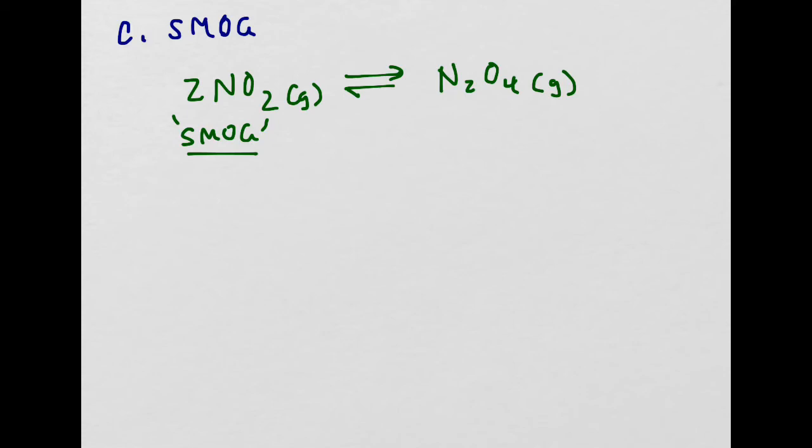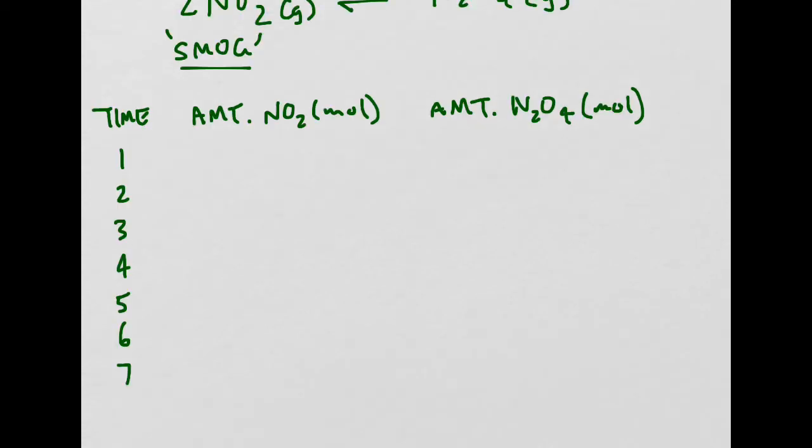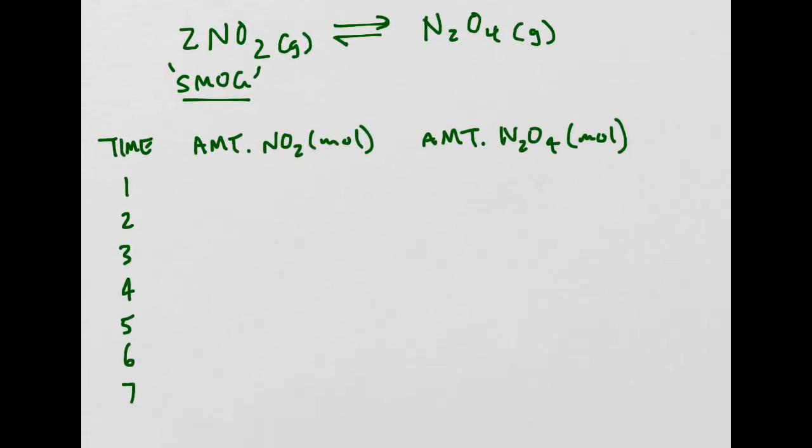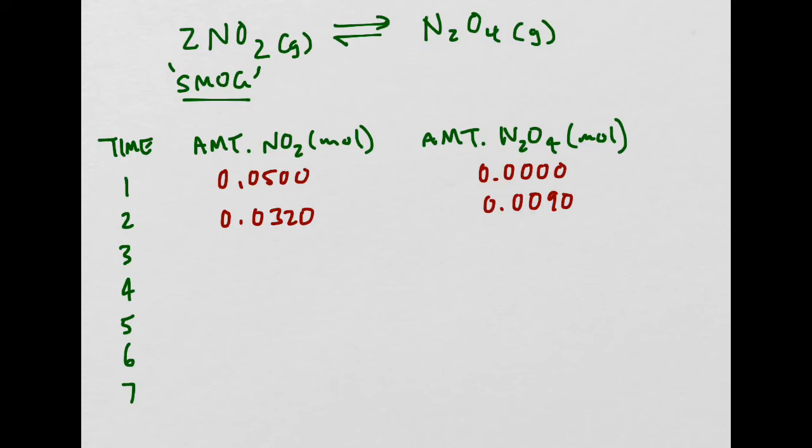So I'm going to have you draw out a table. What we're going to do here is measure the amount of NO2 versus the amount of N2O4 over 7 time periods, and we're going to measure the number of moles of each gas as the reaction, this one up here, takes place. You can see here that initially we start off with 100% of the smog, the NO2, and 0 of the N2O4. And then after some period of time, the amount of NO2 drops and the amount of N2O4 starts to go up from 0 to having some N2O4.